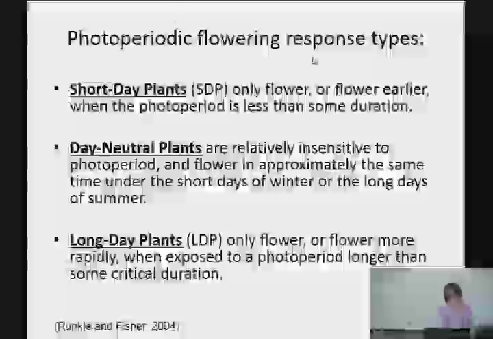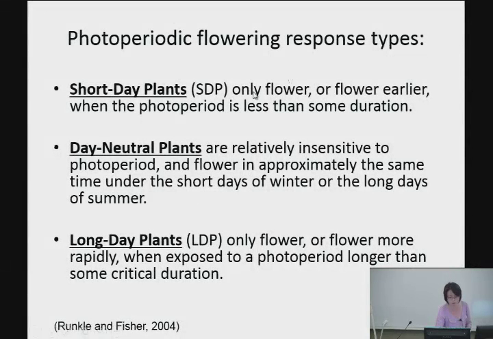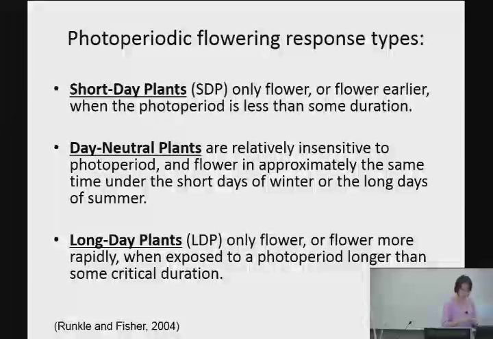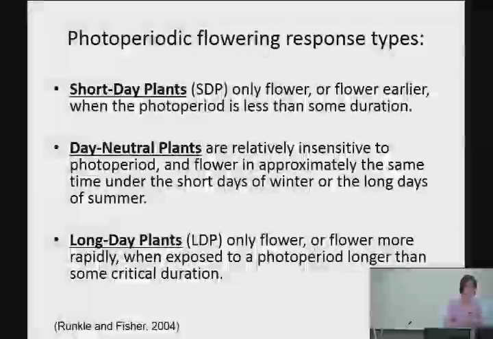Okay, so here is the definition of the flowering response. Short day plants only flower, or flower earlier, when the photoperiod is less than some duration. And long day plants, the opposite response. Day neutral plants are technically insensitive to photoperiod, and flower in approximately the same time under short days or long days, as long as other conditions, like temperature, are the same.